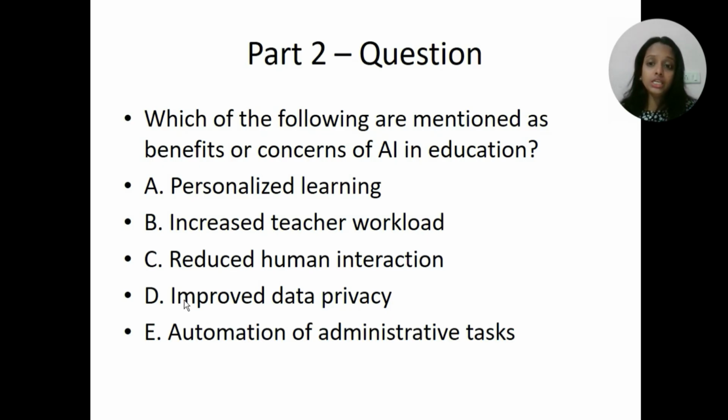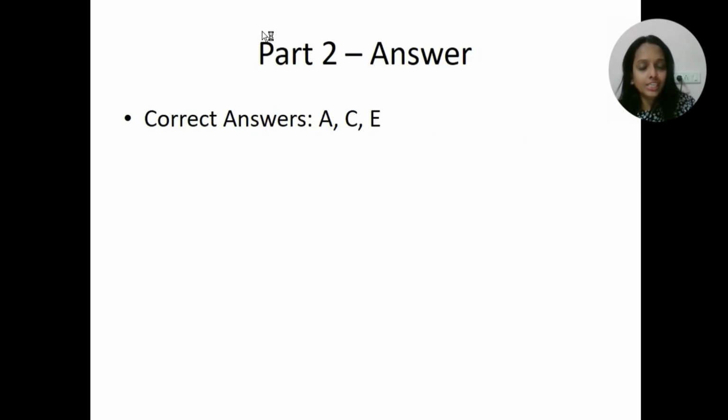And option D, improved data privacy. No, it said privacy is a concern. If you go back and check, it is given there. So this option is also wrong. And option E, automation of administrative tasks. Yes, this is also given there. So options A, C, E are the right answers.